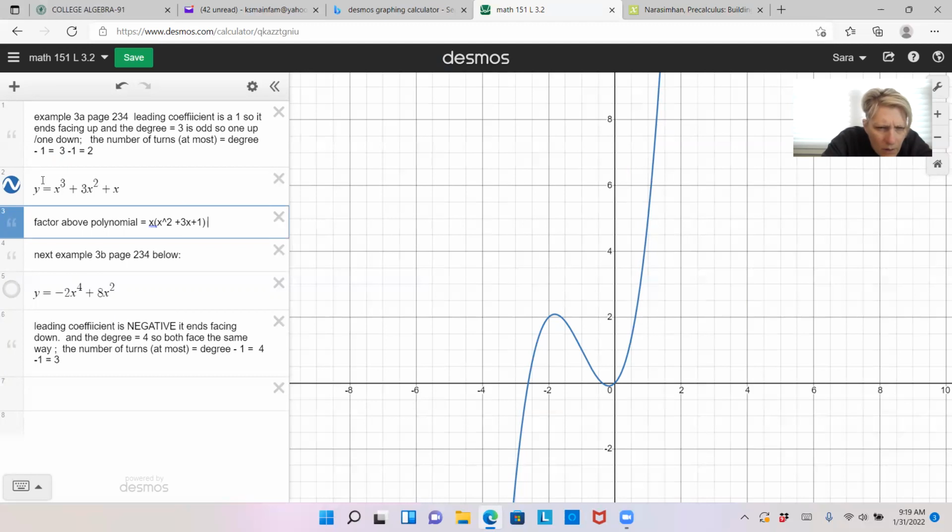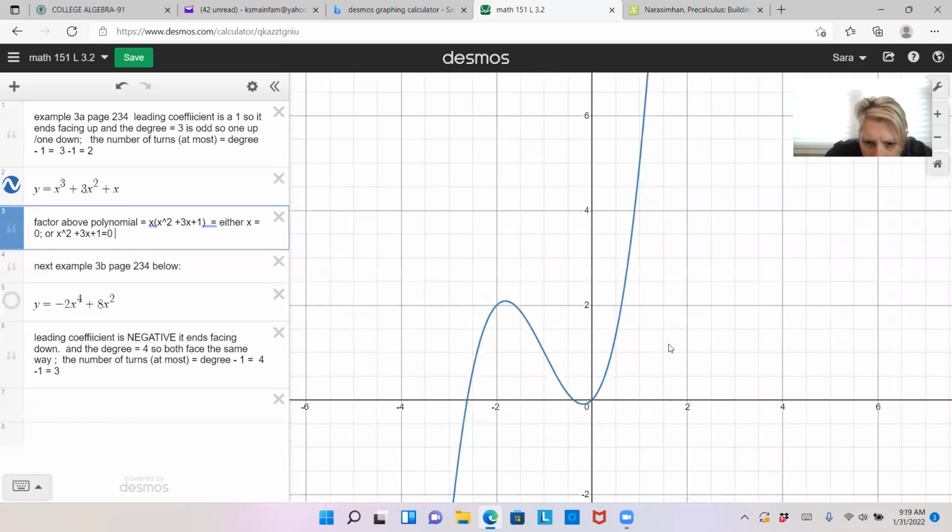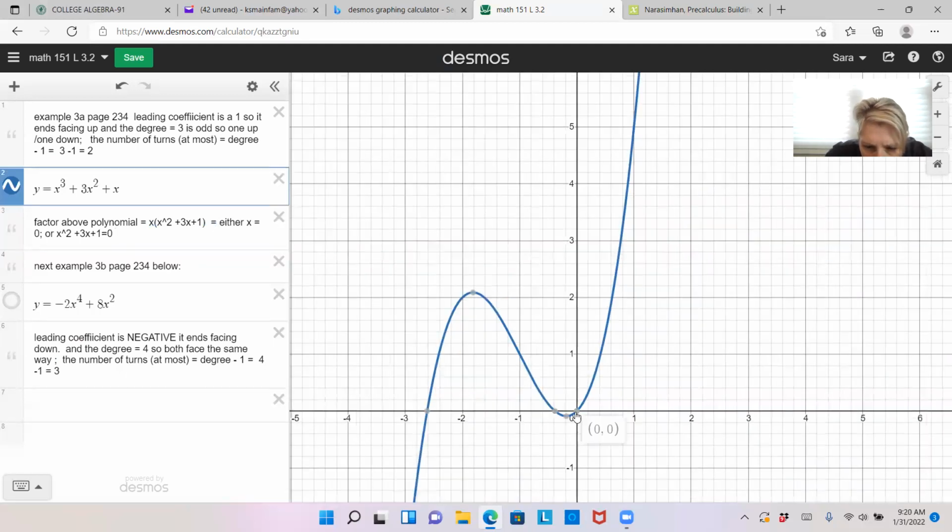So that tells us that either x equals 0, that's one of our zeros, we know that, or this right here equals 0. And so you can see that one of our zeros, if I click on the graph, there's the 0, 0, 0. And then here's the other one that's irrational, and that's because it doesn't factor.